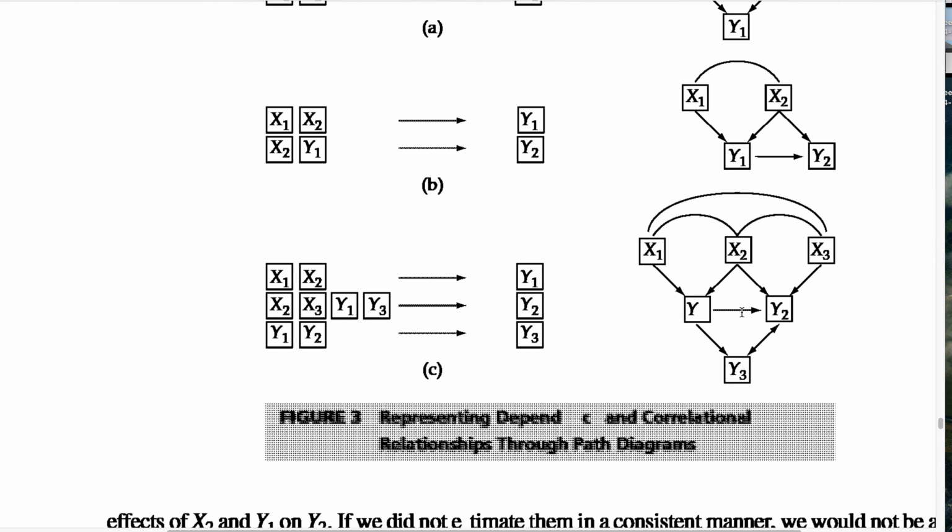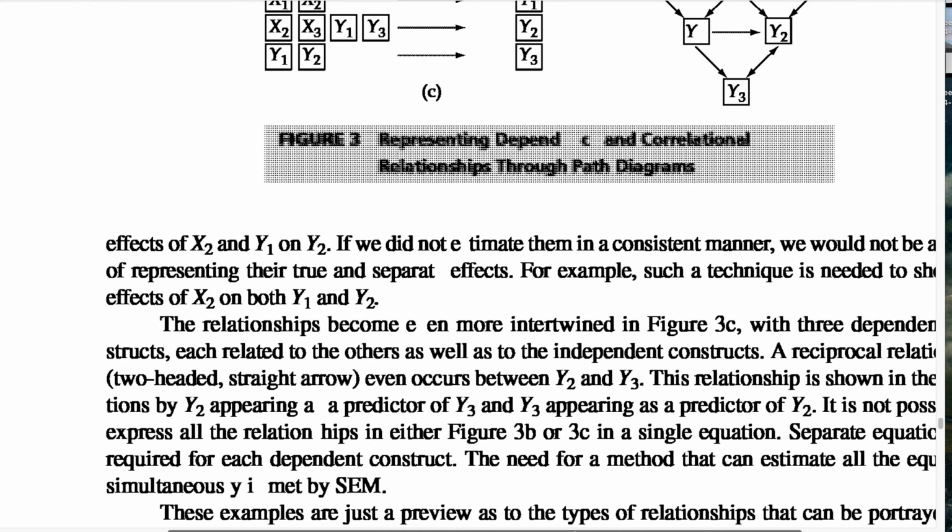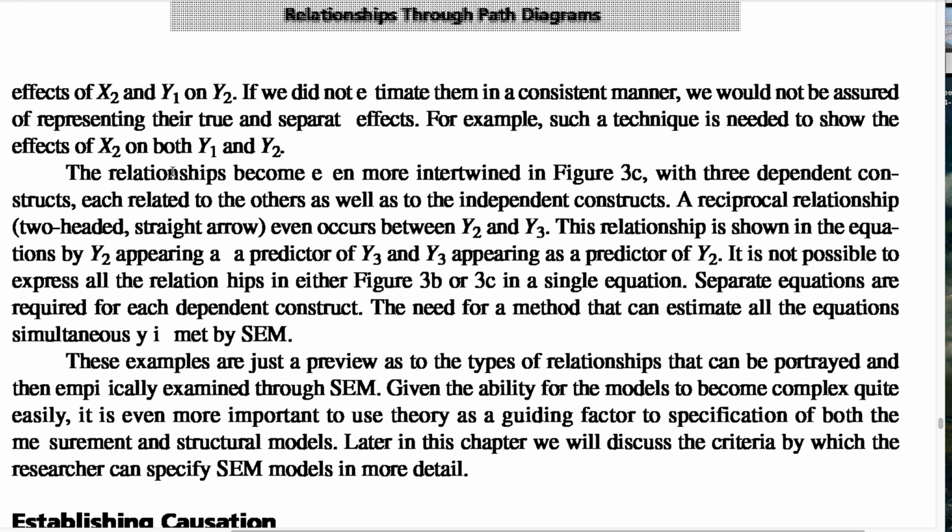In this picture, as clearly shown, y2 and y3 have an intercorrelation relationship between the dependent and independent variables. So for x1, x2 and y1 or y2, if we did not estimate them in a consistent manner, we would not be measuring their true and separate effects. For example, a separate technique is needed to show the effect of x on y1 and y2. The relationships become more intertwined in figure 3c, with three dependent constructs related to each other as well as interdependent constructs.